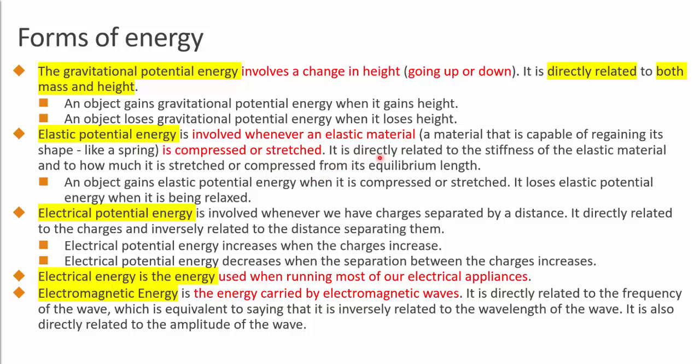Now, elastic potential energy is directly related to the stiffness of the elastic material and to how much it is either stretched or compressed from its equilibrium length. So it's going to be related to the kind of material itself, and then how much you stretch it or compress it. An object gains elastic potential energy when it is either compressed or stretched. It loses that elastic potential energy when it is being relaxed to its equilibrium shape.